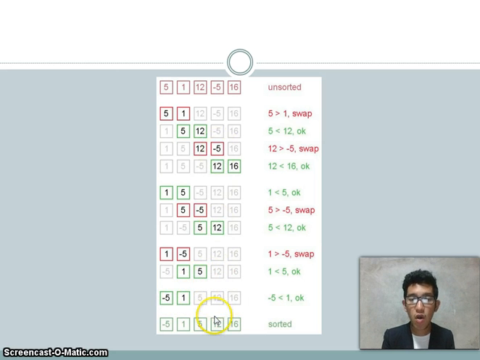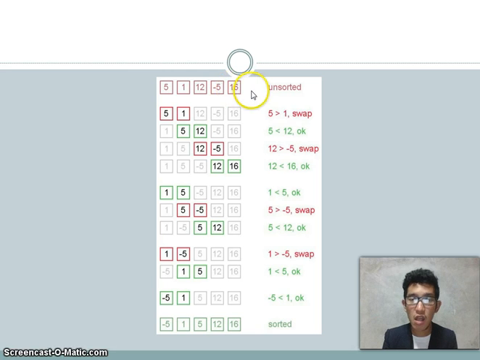So, ito yung output ng unsorted elements kanina yung nasa taas. So, ito na yon yung output niya. Sorted na siya. -5, 1, 5, 12, and 16. Sorted. Ito yung example ng bubble sort.